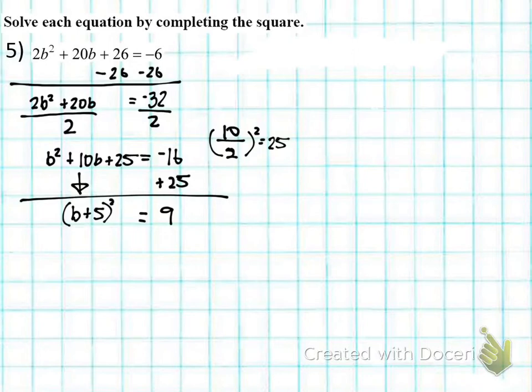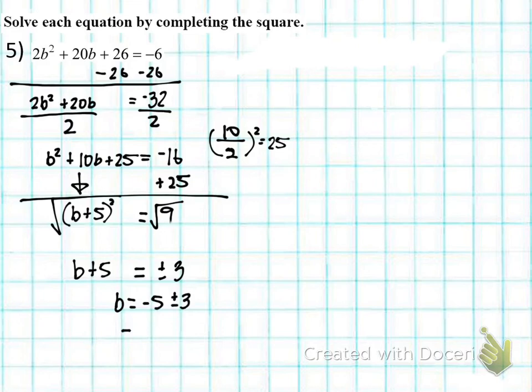Okay, finish up my problem. We're going to take the square root of both sides here. So we have b plus 5 equals positive and negative 3. Subtract 5 on both sides, so b is equal to negative 5 plus and minus 3. Negative 5 plus 3 is negative 2. Negative 5 minus 3 is negative 8, actually, not positive 8. Those are your answers. Okay, that concludes this lesson.